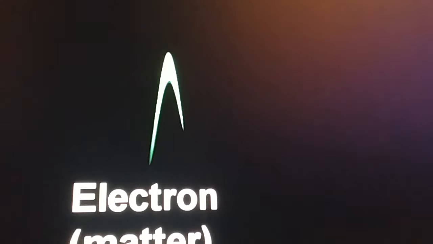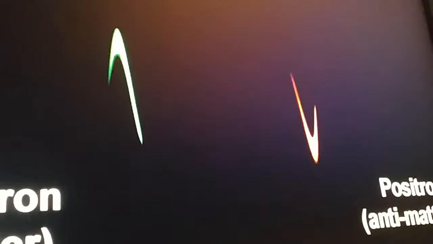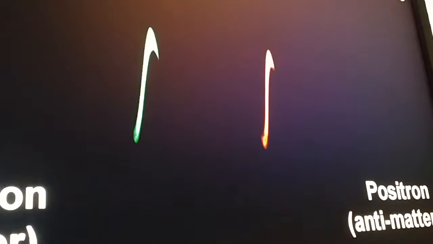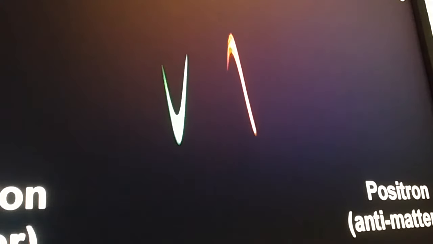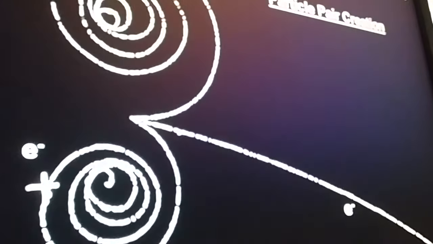In 1928, 4 years before Anderson discovered the positron, Paul Dirac predicted the existence of antimatter and proposed that all particles had antiparticles and that they would annihilate each other if they came into contact. The positron is the antiparticle of the electron.